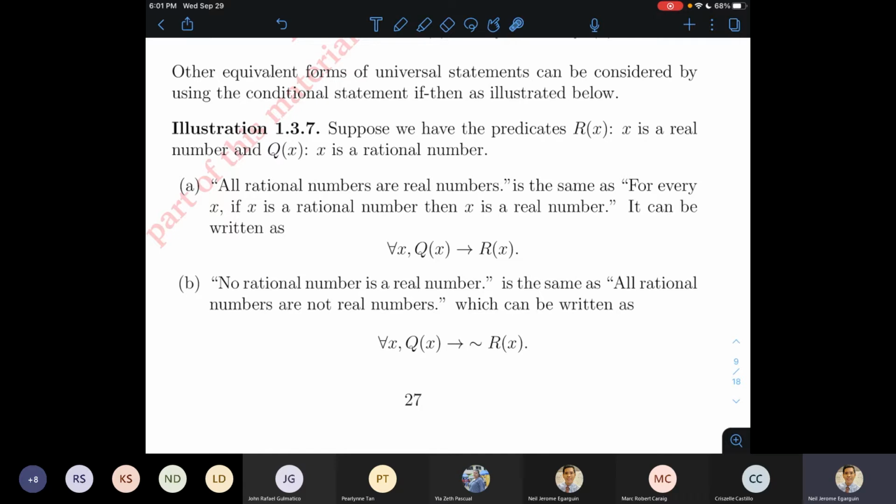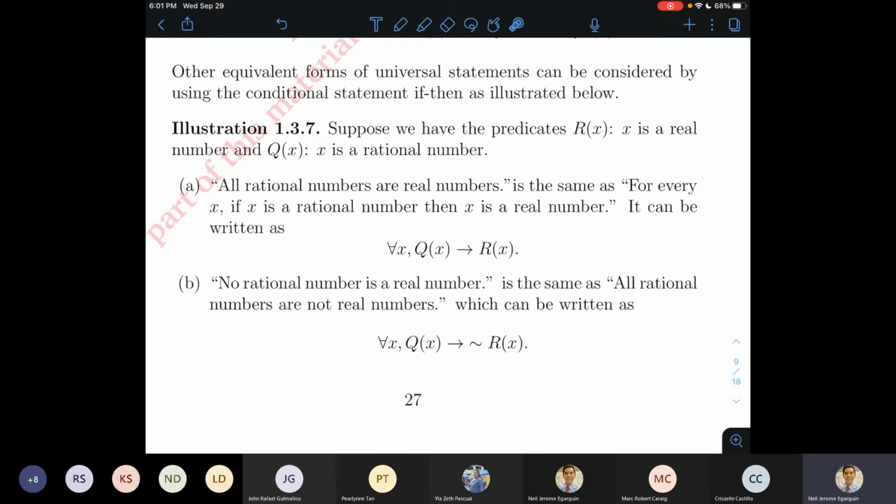So for instance, look at example A. When we say all rational numbers are real numbers. So bago natin siya ma-translate symbolically, kailangan i-analyze muna natin yung statement. So hindi literal yung pagkaka-translate nito into mathematical sentence or into symbols.